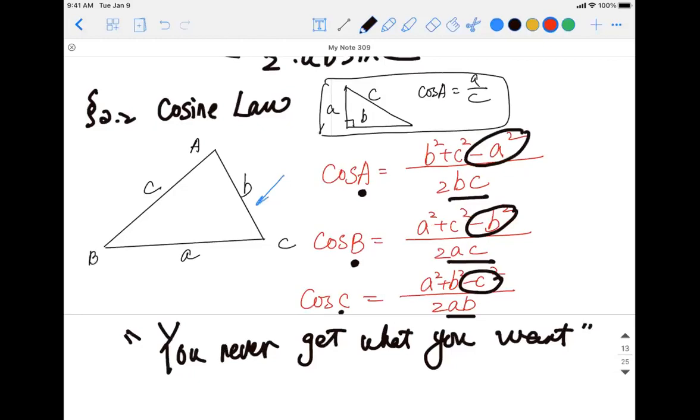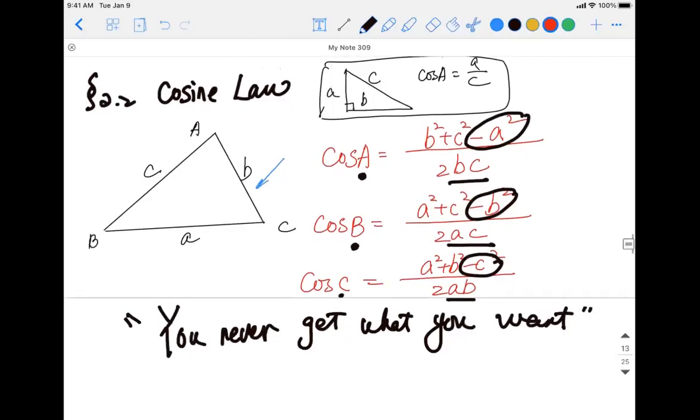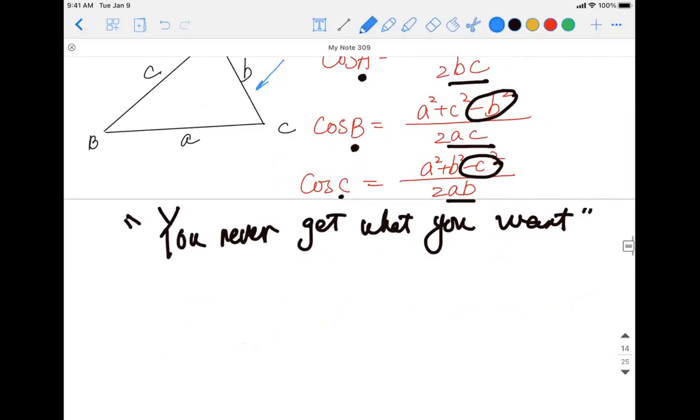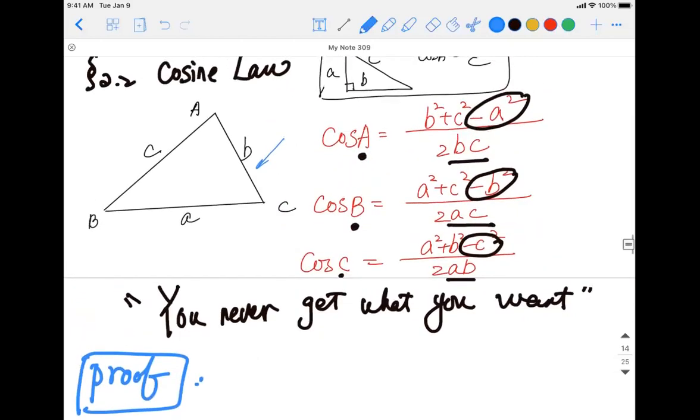Trust me, the cosine law is so important, and they like to test it from time to time. Every single year, they like to test the cosine law. Try to have a good understanding of the cosine law, which is extremely important for our AMC exam. And the proving process, how to prove it? Proving the cosine law is not that easy. You have to use a lot of calculations.